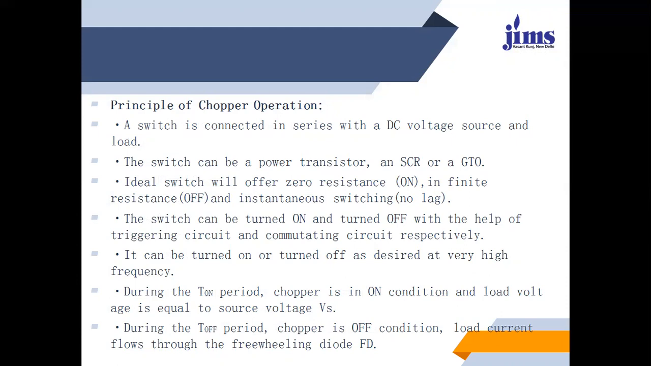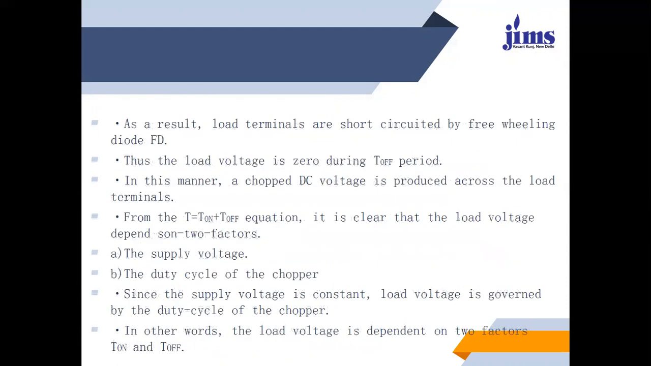During the T-on period, the chopper is in the on condition and the load voltage is equal to the source voltage Vs. During the T-off period, the chopper is in the off condition and the load current flows through the freewheeling diode FD. As a result, the load terminals are short-circuited by the freewheeling diode FD, thus the load voltage is zero during the T-off period. In this manner, a chopped DC voltage is produced across the load terminals.